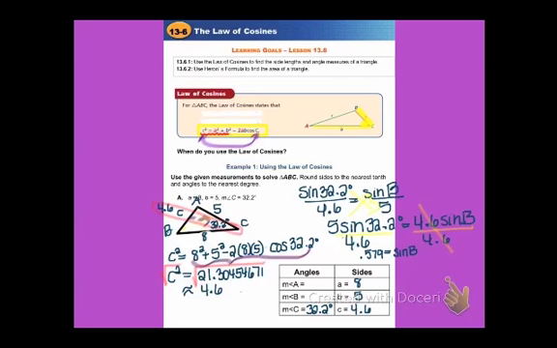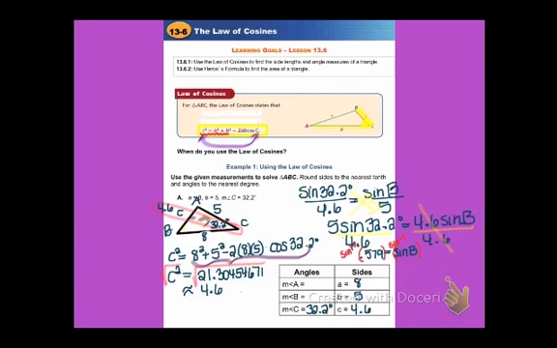I've got to get B all by itself so I know what the angle is, so I have to get rid of the sine. I'll take the inverse on both sides, because that's how you undo the sine, is the inverse of it, which is the inverse sine. And go ahead and calculate the inverse sine.